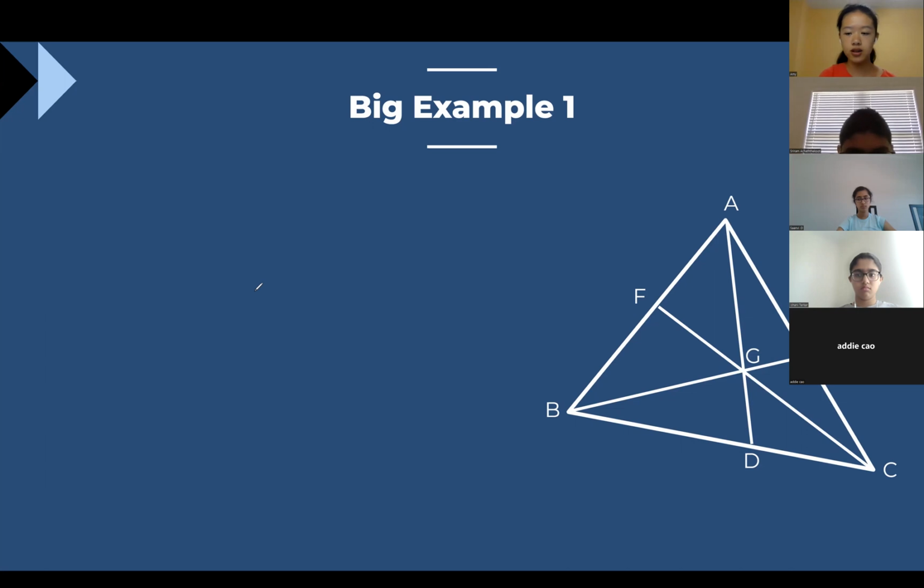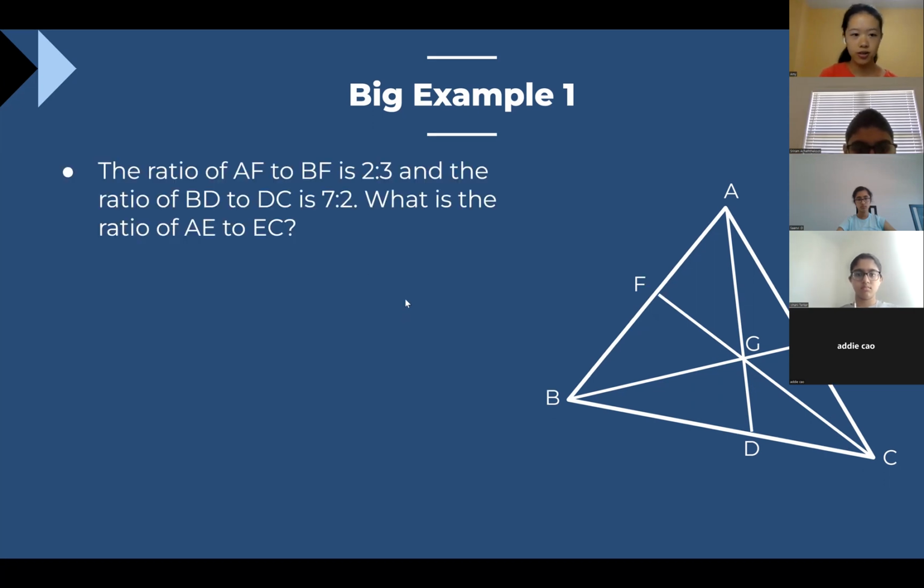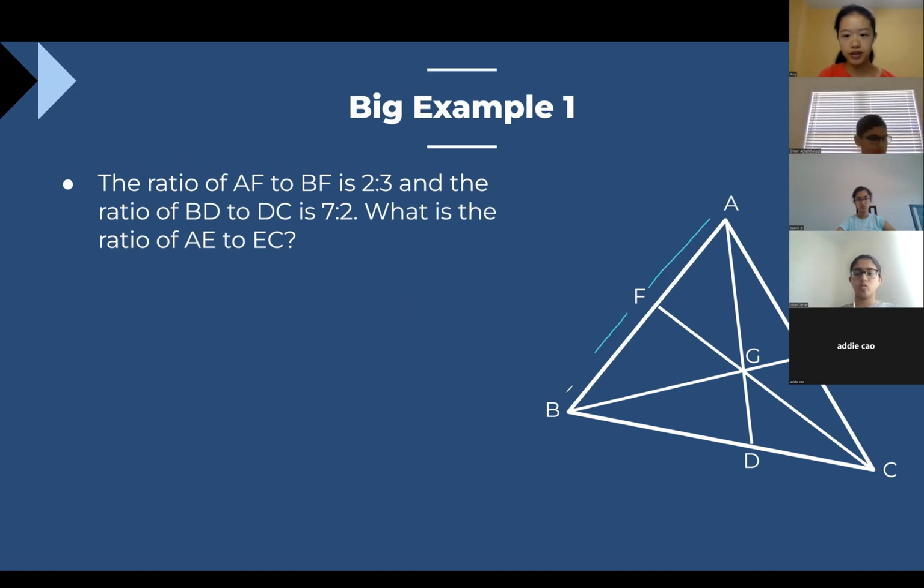Because there are triangles with intersecting Cevians, then you know that you can use mass point geometry on this problem. So this is the question. The ratio of AF, so that's this line segment here, to BF is 2 to 3. And the ratio of BD, which is this one here, to DC is 7 to 2. And then it's asking, what is the ratio of AE to EC?